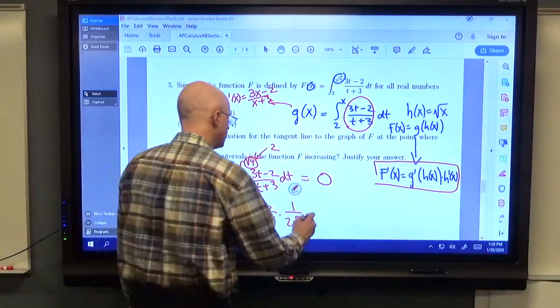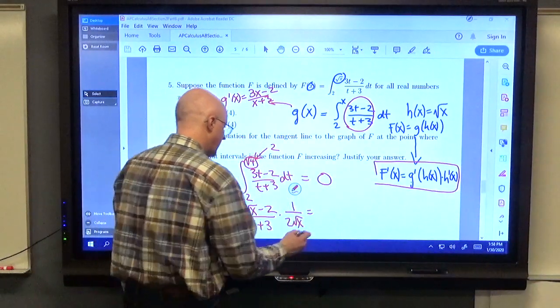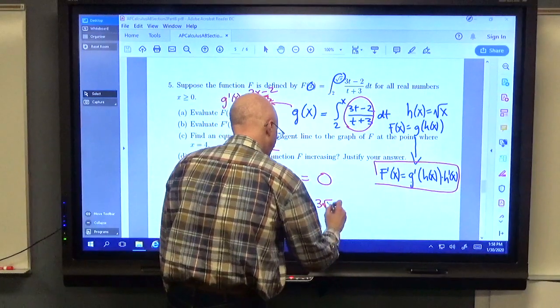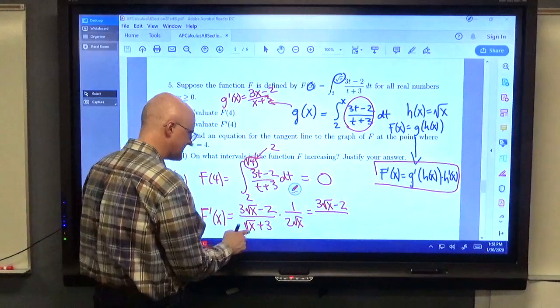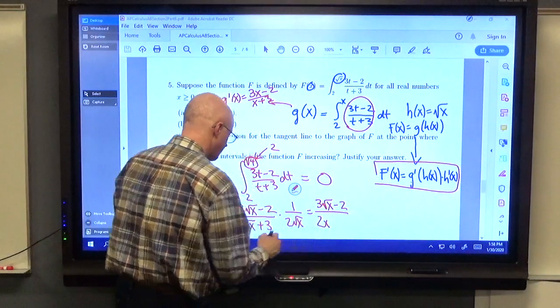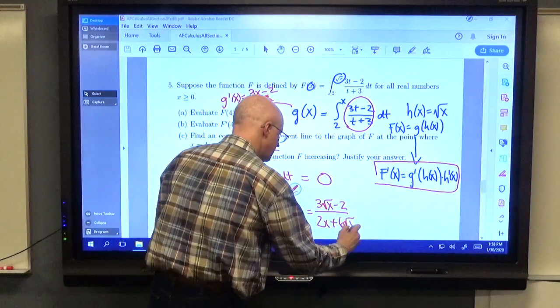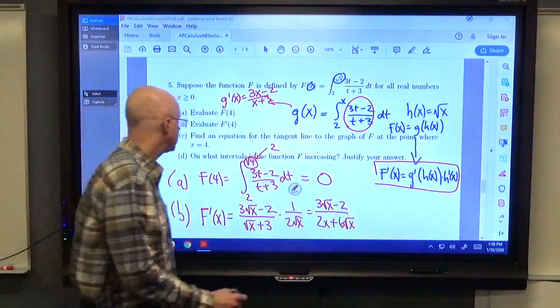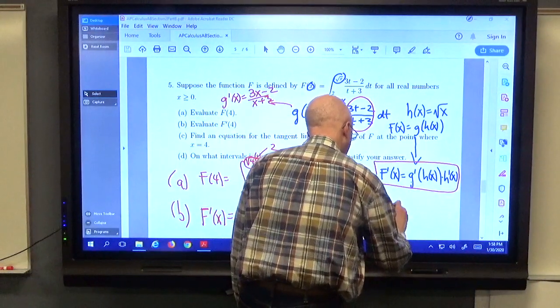It can be simplified. You can multiply the top by 1, multiply the bottom by 2 square root of x. The top will stay the same. The bottom, multiply that by 2 square root of x, I'll get 2x. Multiply this by 2 square root of x, I'll get plus 6 square root of x. Now plug in x equals 4 into that. F prime of 4.